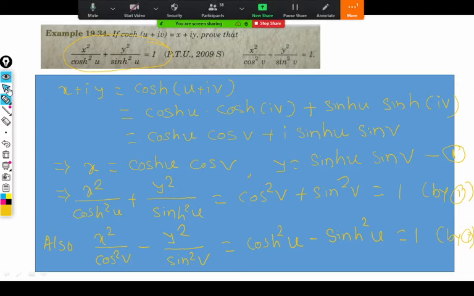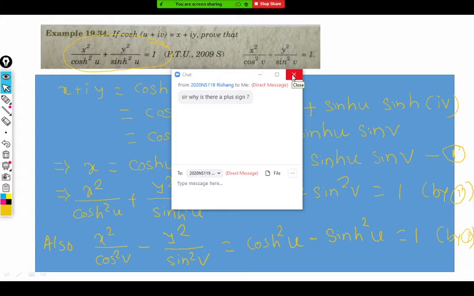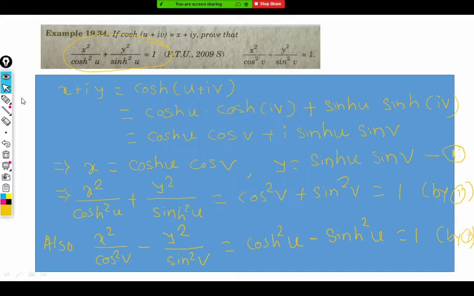If someone is on the chat, let me check. Why is there a plus sign, by Rishang? It is a hyperbolic identity. We already learned Osborn's rule, to convert circular identity to the hyperbolic. What is the circular identity that we have? Cos of a plus b is cos a cos b minus sin a sin b.